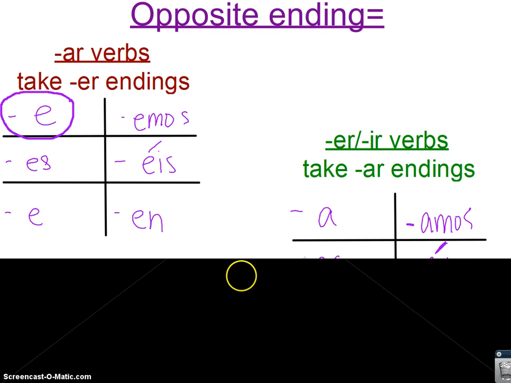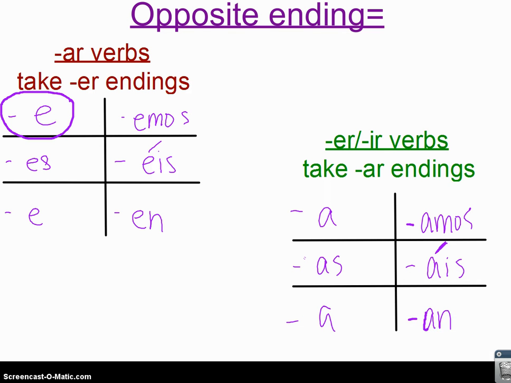And ER, IR verbs take AR endings. Again, the yo form does not end in the letter O. It's the same as the he, she: a, as, a, amos, áis, an. Press pause, and when you're ready, we'll move on.